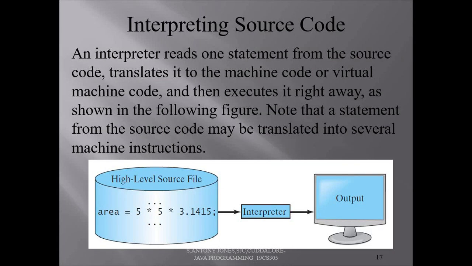So what is the concept of interpreting a source code? An interpreter's work is to read one statement from the source code, then translate it into machine code or virtual machine code, and then execute it right away, as shown in the following figure. Note that a statement from the source code may be translated into several machine instructions. The main work of an interpreter is to convert one form to the other form.